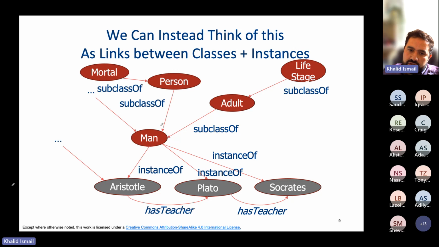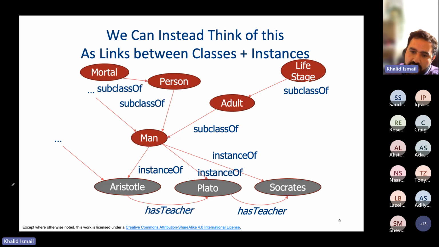In this situation, the man subclass inherits the properties or attributes of the adult class and also the attributes of the person class. And as a result of person being a subclass of mortal, man as well inherits the attributes of the mortal class. From the man class you can have instances, for example Aristotle as an instance, Plato as an instance, and Socrates as an instance.